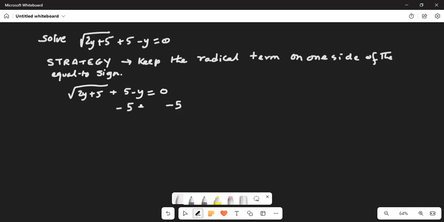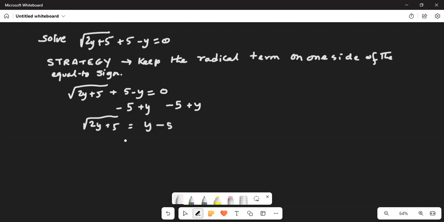And I will add y on both sides of the equation. In that case, positive 5 will cancel with negative 5 on the left-hand side, and negative y will cancel with positive y on the left-hand side of the equation. So I have square root of 2y plus 5 is equal to y minus 5 on the right-hand side.